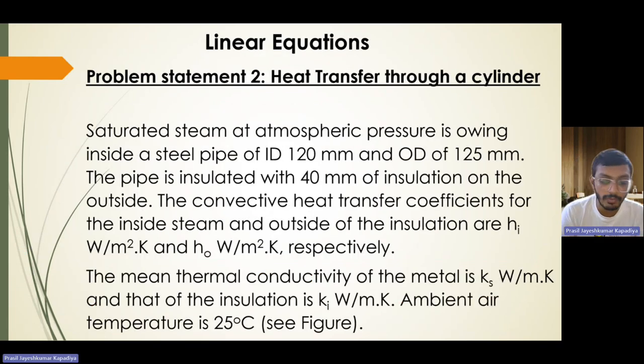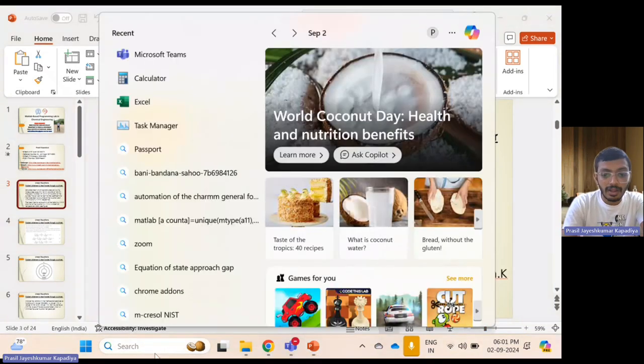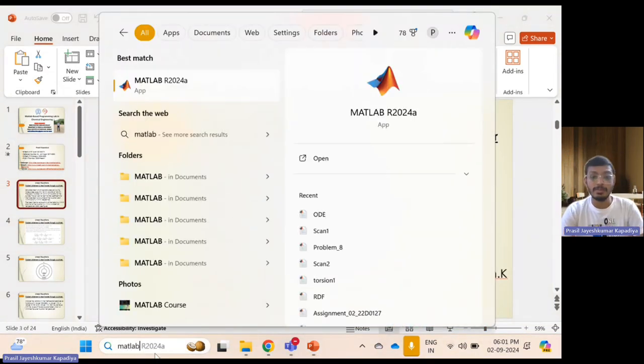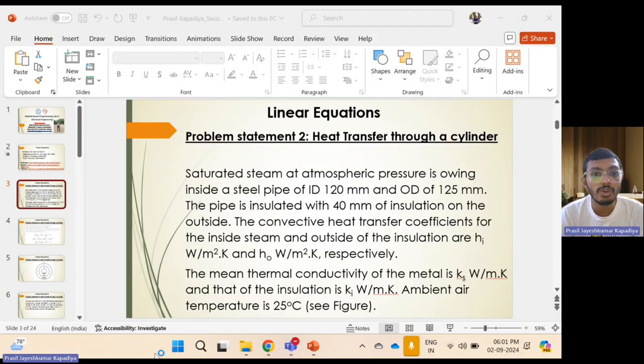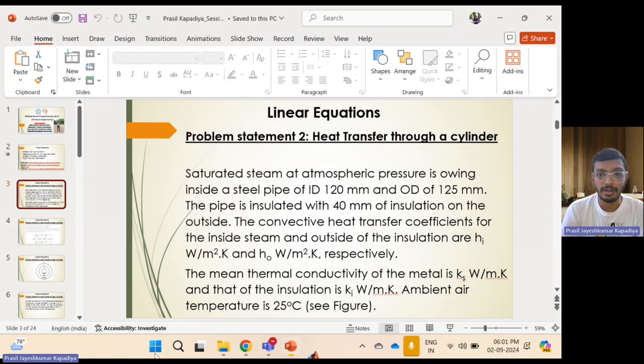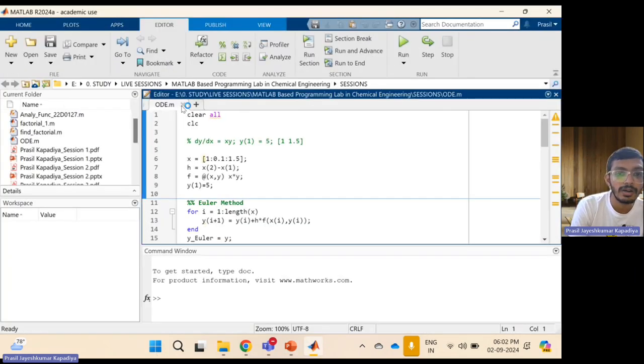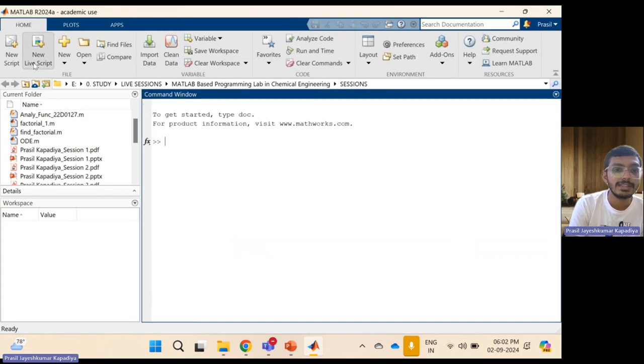In last week's session, we learned how to solve a series of linear equations. To solve them, we first learned the Gauss elimination method. Then we focused on the linsolve command. Then we used the inverse method. So let's revise it once again, because today's problem that we are going to solve is heat transfer through a cylinder, and this problem is the solution of a linear equation. So let's revise what we learned last week.